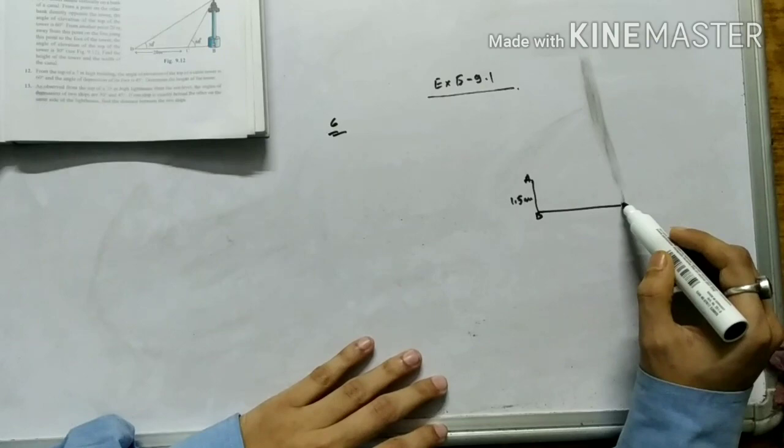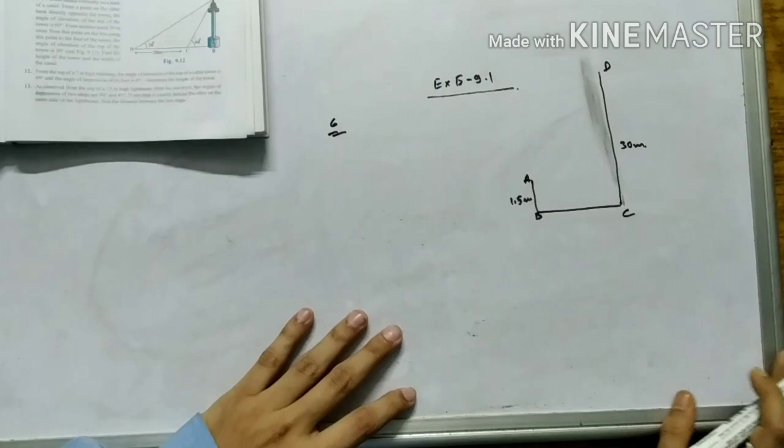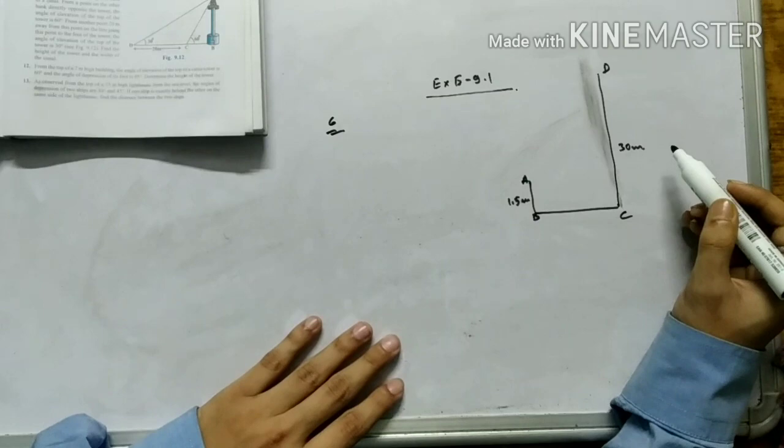So in here the height of the building is given as 30 meter. The angle of elevation from his eyes to the top of the building increases from 30 degree to 60 degree as he walks towards the building.